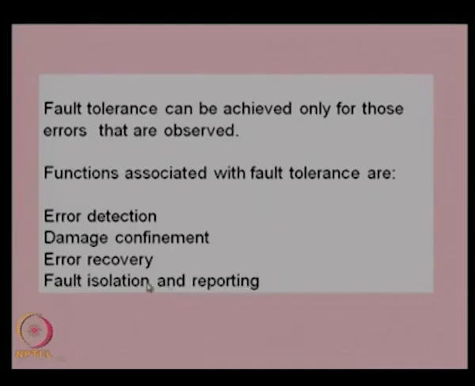Basically, you isolate that particular fault and report to the maintenance function or the maintenance module, so that you can take the corrective action. So when all these 4 functions are provided, when you have the error detection, damage confinement, error recovery and fault isolation and reporting, then we are getting the fault tolerance in the system. And this can actually be provided in different ways. Different functions can be incorporated into the system in order to have all these 4 functions, and when we add these functions into the function architecture, then the fault tolerance function becomes possible in this particular system.